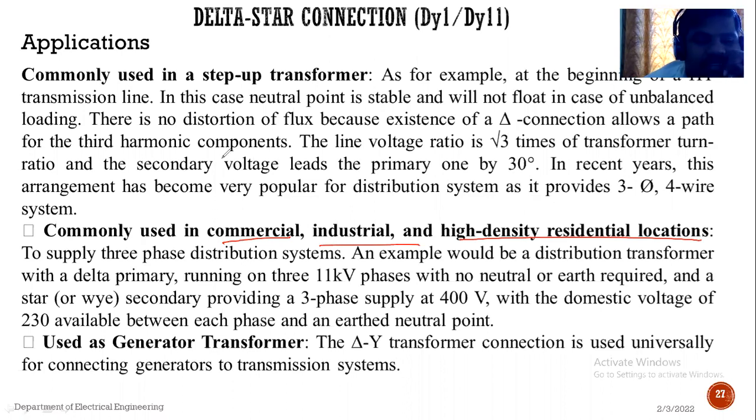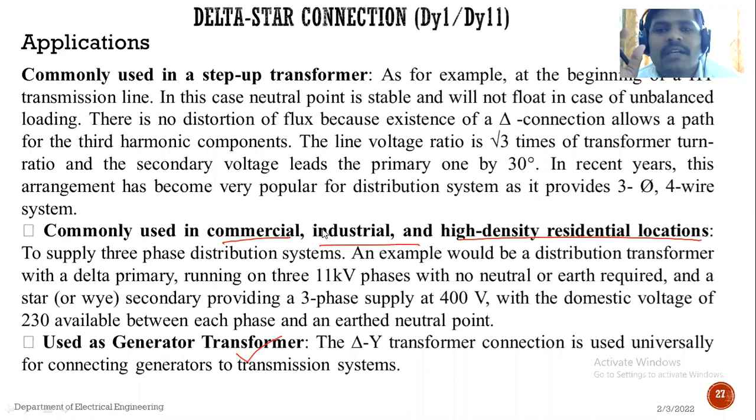Now the last application is that it is used as a generator transformer. The delta star connection is used universally for connecting a generator to the transmission system. So if a generator is to be connected to the transmission system, universally it is connected in delta star.